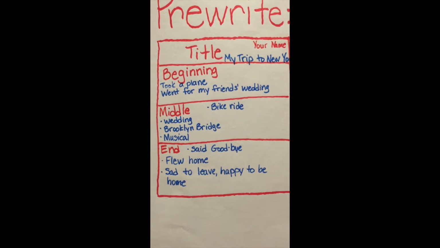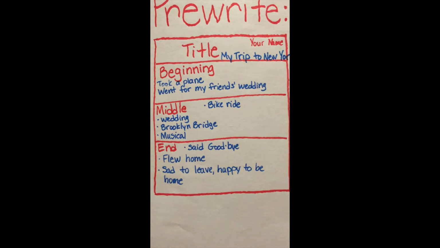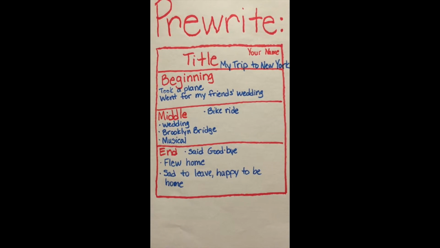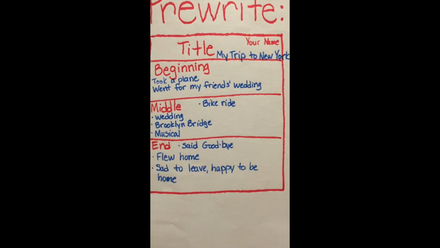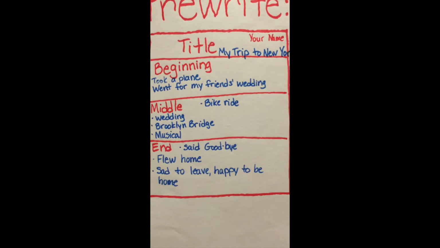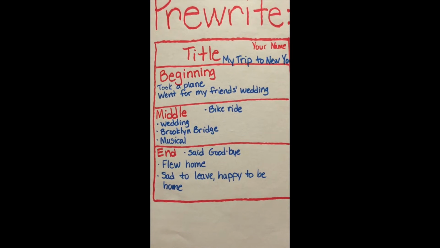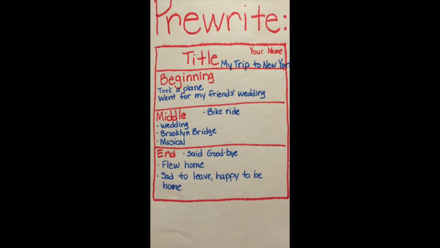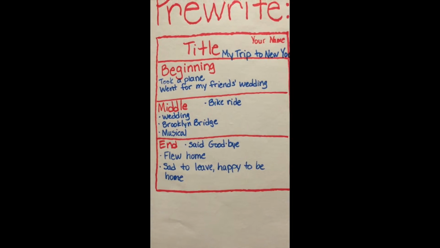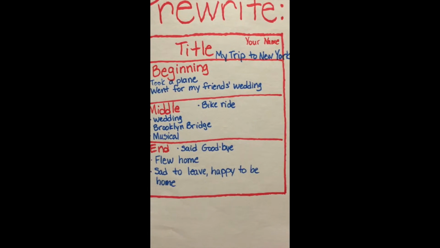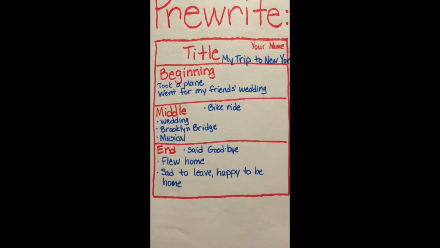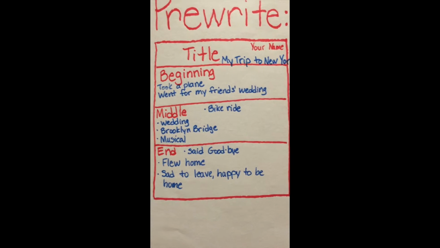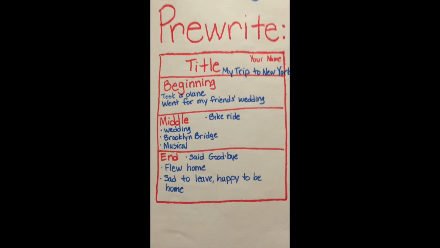The middle is all the stuff that happened in between. So there was the wedding, we walked on the Brooklyn Bridge, we saw a musical, we went for a bike ride, and we did a lot of other things, but it would make it very, very long if we put in all those details. So we're just going to put the most important parts, the highlights. And then in the end, we said goodbye, we flew home, we were sad to leave, but we were happy to be home. And then that would be all I would be putting in the pre-write for this narrative.